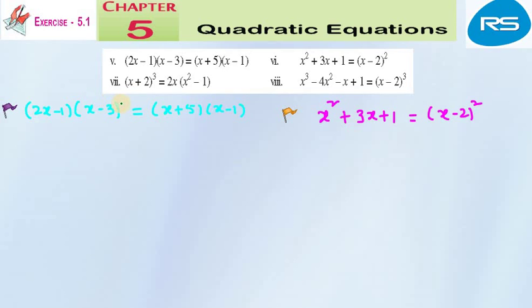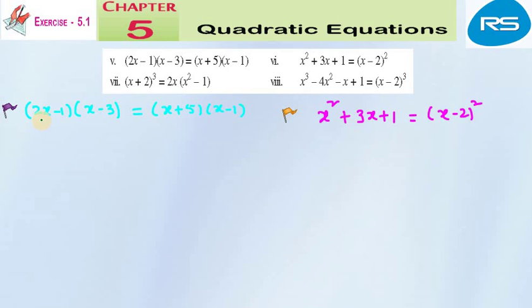You already know the standard form of a quadratic equation, that is ax square plus bx plus c. So wherever in the equation the x square term is present, that is a quadratic equation. Now we will go further.